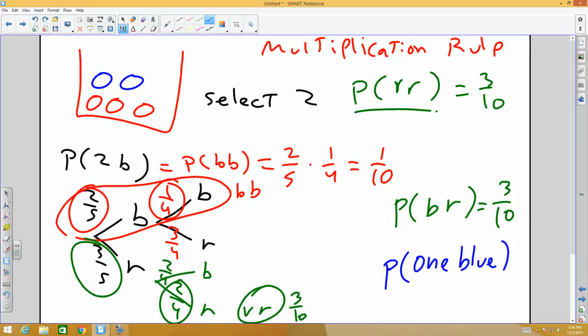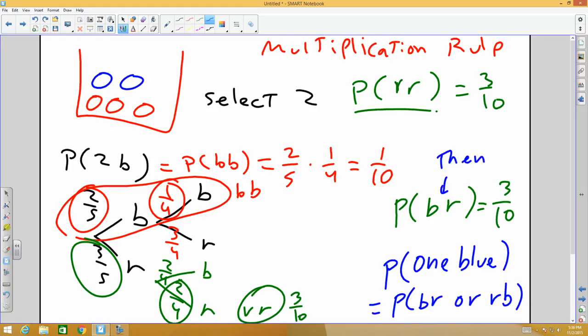So if one is blue and the other is red, do I care about the order here? No. I just want one blue. Could be the first, could be the second. This is the probability that you got blue, red, or red, blue. So it doesn't matter which one you get.